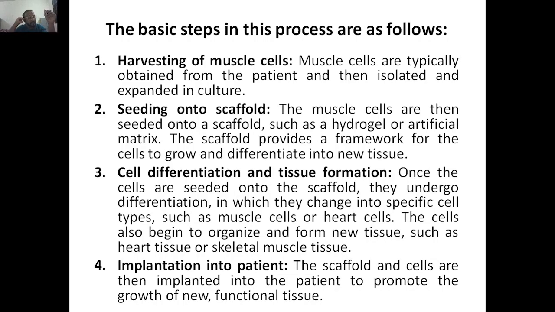Now these cells also begin to organize and form a new tissue. Once they start dividing, then differentiating, then they form specific cells, and then tissue formation happens. New tissue will be formed, such as heart tissue or skeletal muscle tissue respectively. Whatever the cells you have taken, if you have taken heart cells, you will get heart tissue. If you have taken skeletal muscle, you will get skeletal muscle tissue. Understanding?